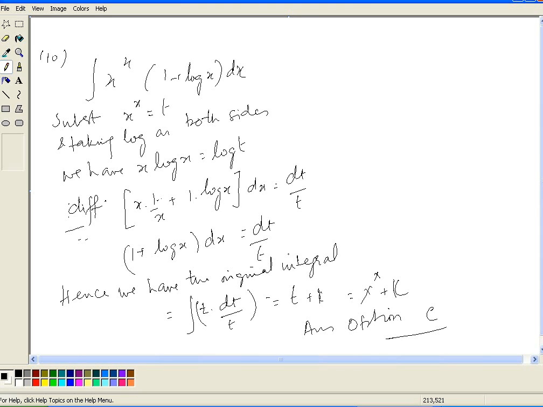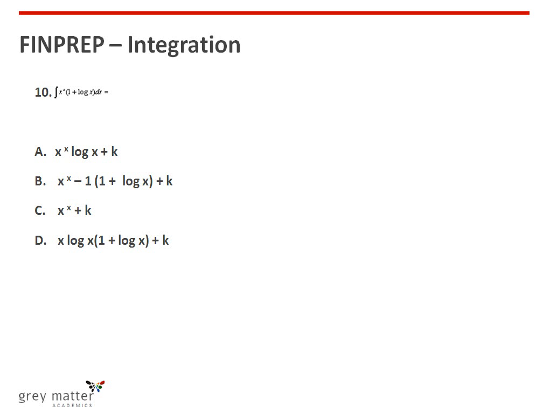So getting back to our original integral, in terms of t, it would be integral t into dt by t, which is nothing but dt, which is equal to t plus k. Now t was substituted as x power x, so we have the solution as x power x plus k. So the option is C. Going back to our PowerPoint presentation, it is option C, which is x power x plus k.